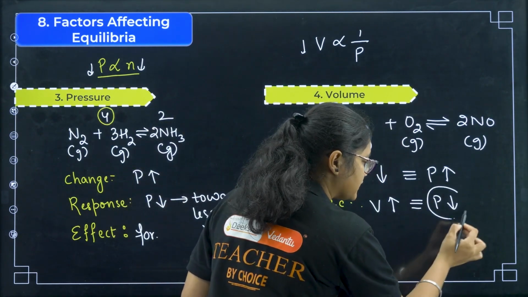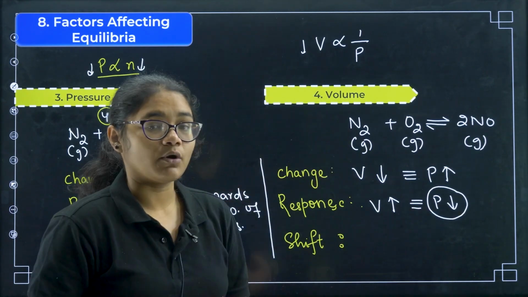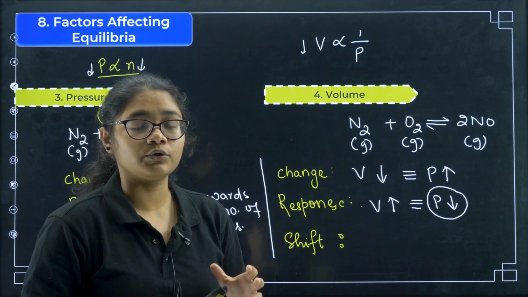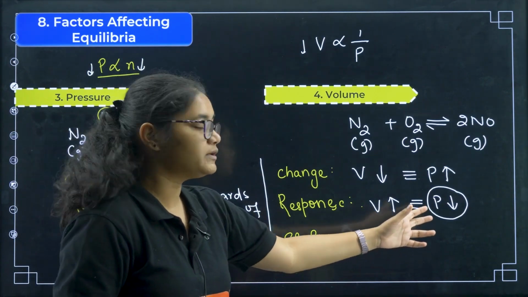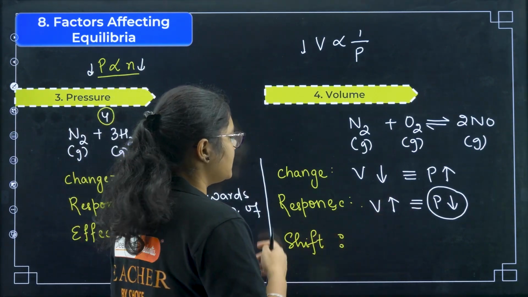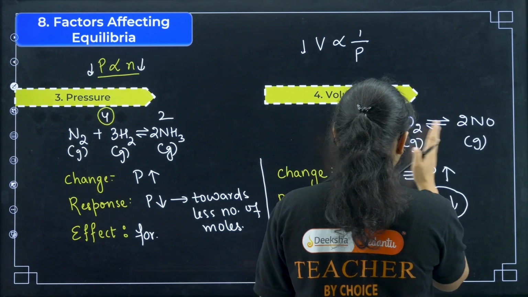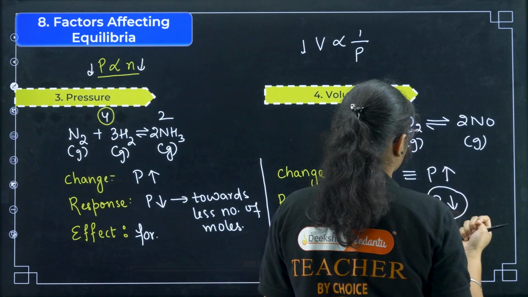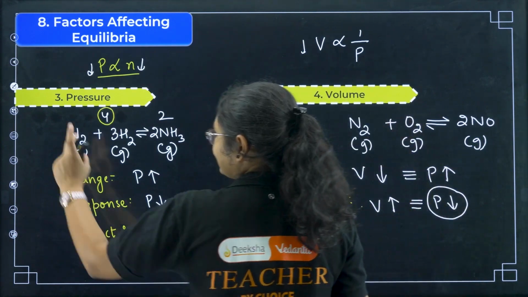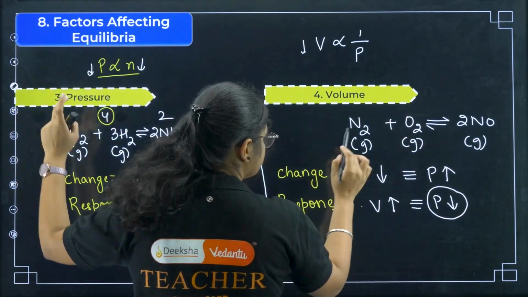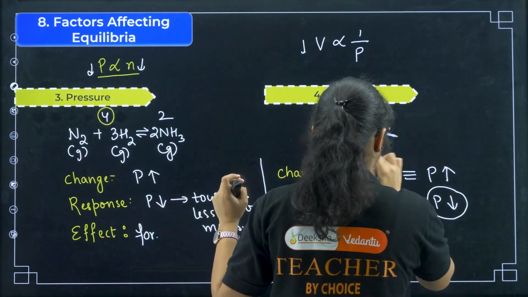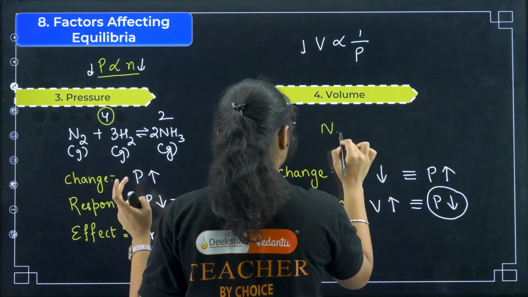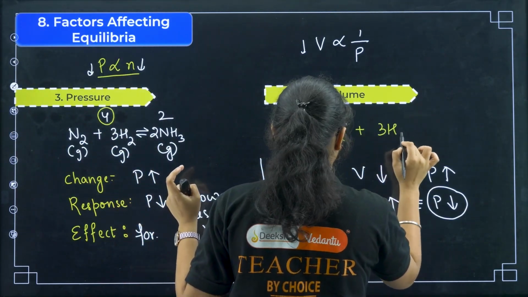And if I want to decrease the pressure, then the reaction will go towards less number of moles. But here the number of moles are equal, so I can take another reaction. Sorry for this. I'll tell you what happens when there is equal number of moles also, but let us take the same example. I'm not recalling any other example right now.